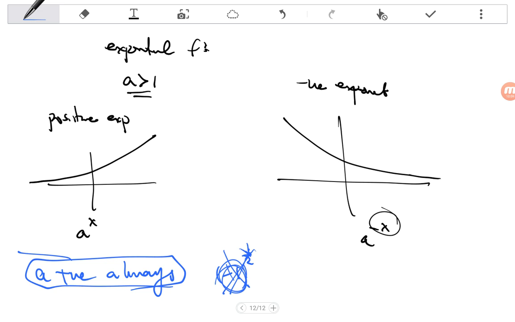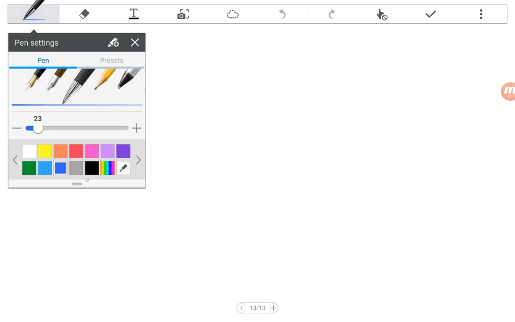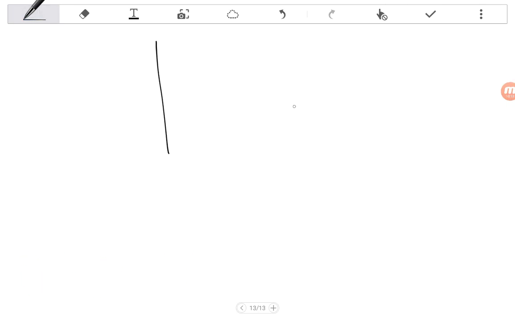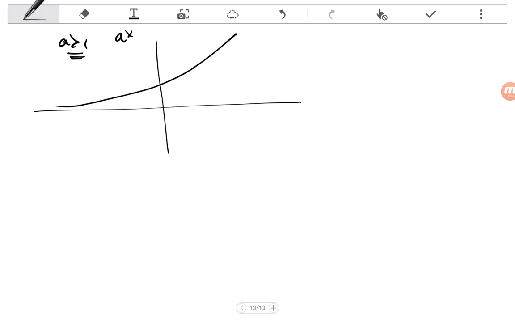Okay, so let's check some properties of the exponential curve, the positive exponential curve. Let's assume first that a is greater than 1. What is the domain of that function? Are there any conditions on the input on the x-axis? No. So the domain is just R.